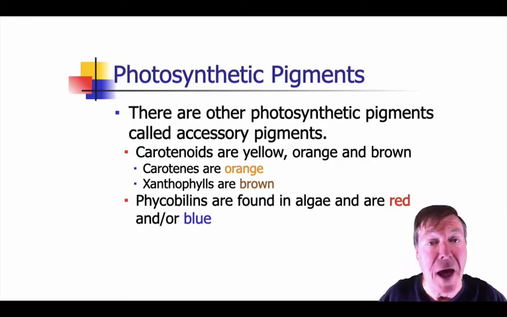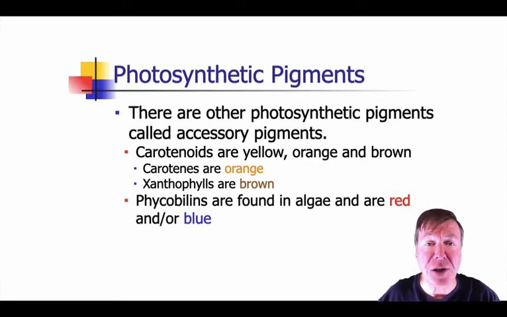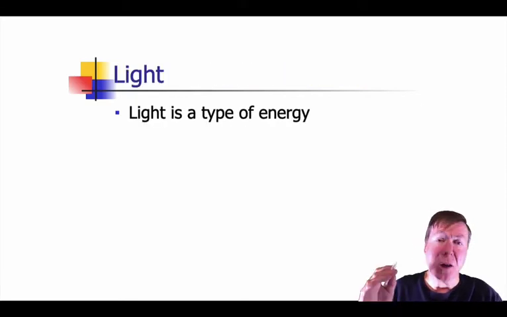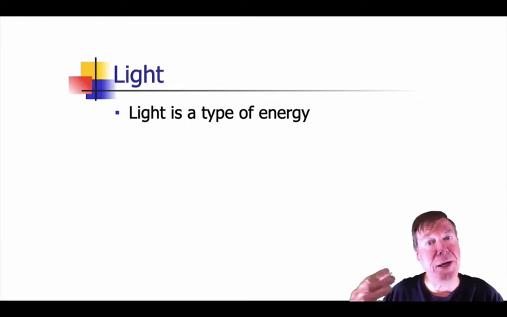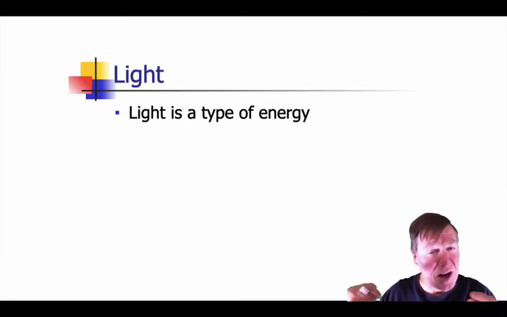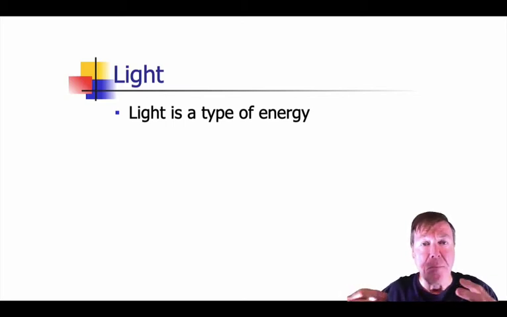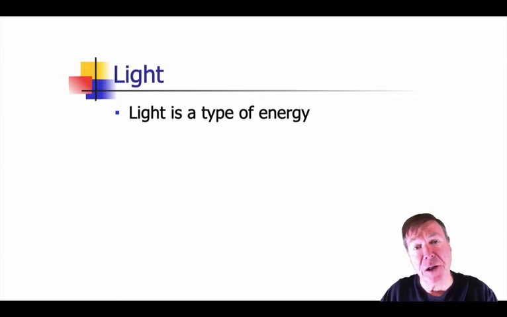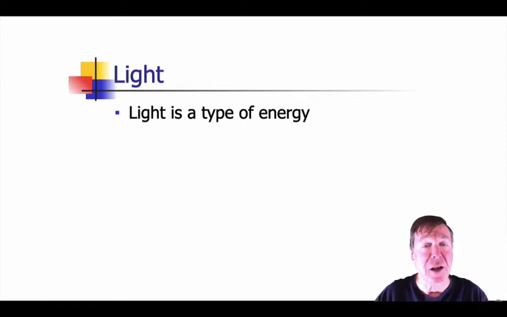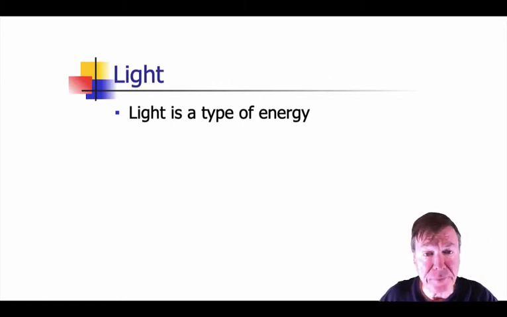You don't even know any of that. I'm just telling you that there are other photosynthetic pigments. All right? And light is a type of energy. Remember, we can't create or destroy energy. So if we're using sunlight to make glucose and put the bonds of energy into glucose, it must be an energy. Sunlight is an energy. Okay?